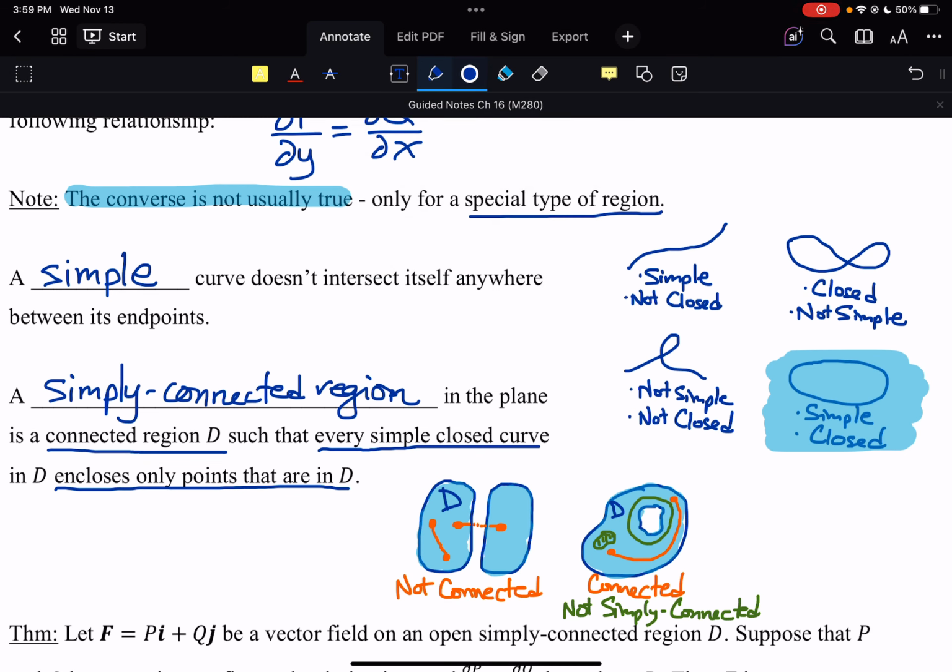So what are we looking for with a simply connected region? Again, something fairly boring looking, but that's okay. The reason we want the more boring looking ones is because we know nothing unexpected will happen in them. So if this is our region D, every point can be connected by a path that stays in D, and every simple closed curve in D contains only points that are also in D. So this would be an example of a simply connected region.